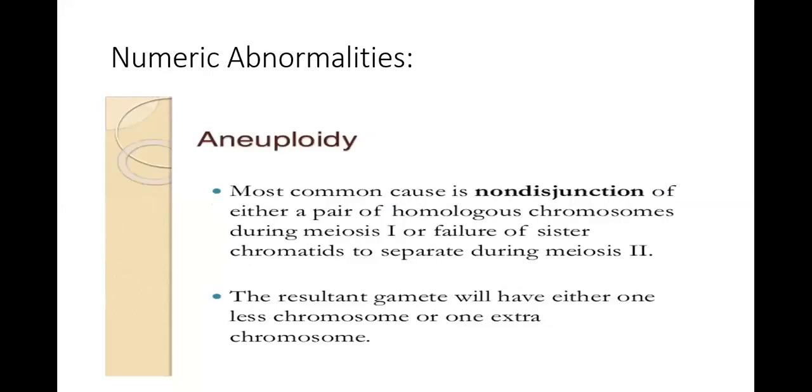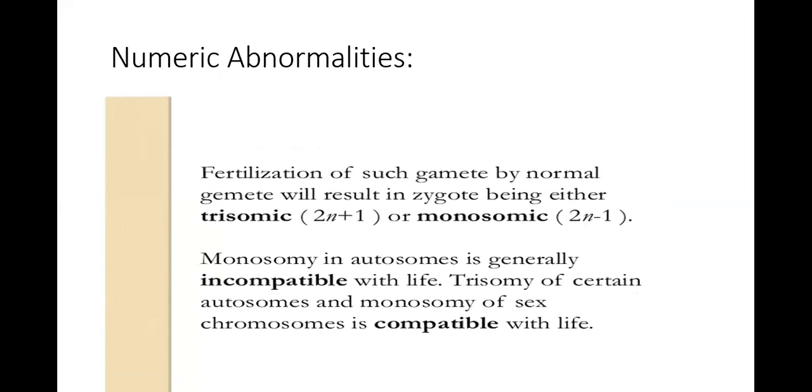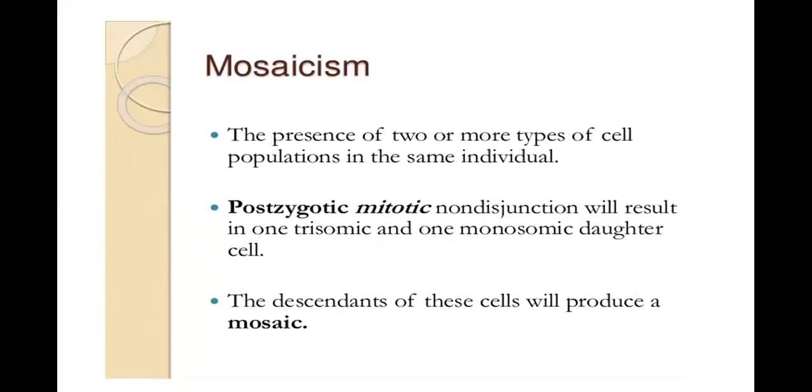one number extra. I've told you that this results because of non-disjunction of homologous chromosomes during meiosis 1 or failure of sister chromatids to separate during meiosis 2. The resultant gamete will have either one less chromosome or one extra chromosome. As I've told you, monosomy in autosome is generally incompatible with life, and trisomy of certain autosomes is compatible, and monosomy of sex chromosome is compatible with life.